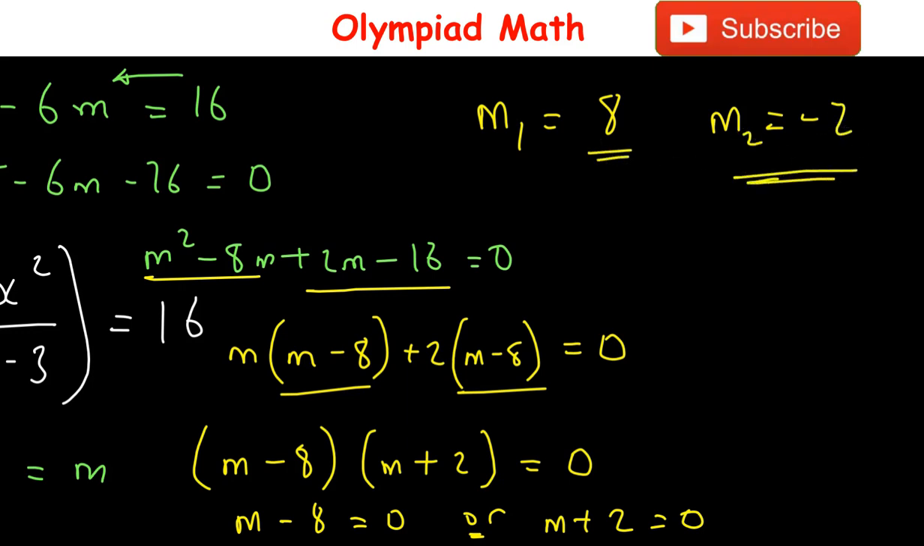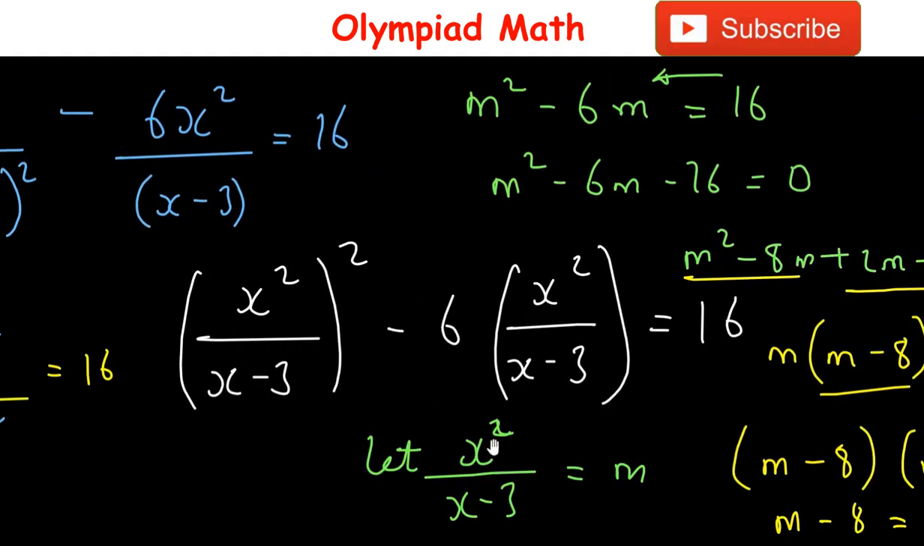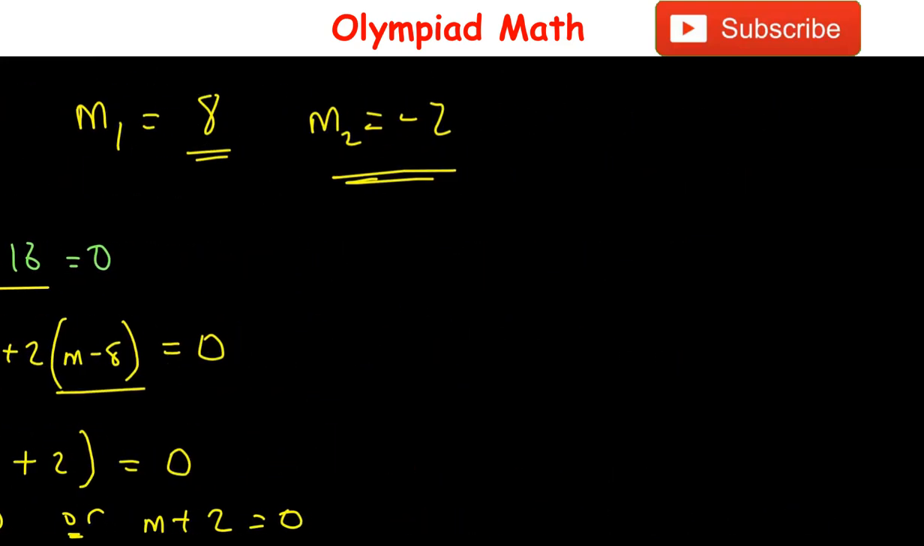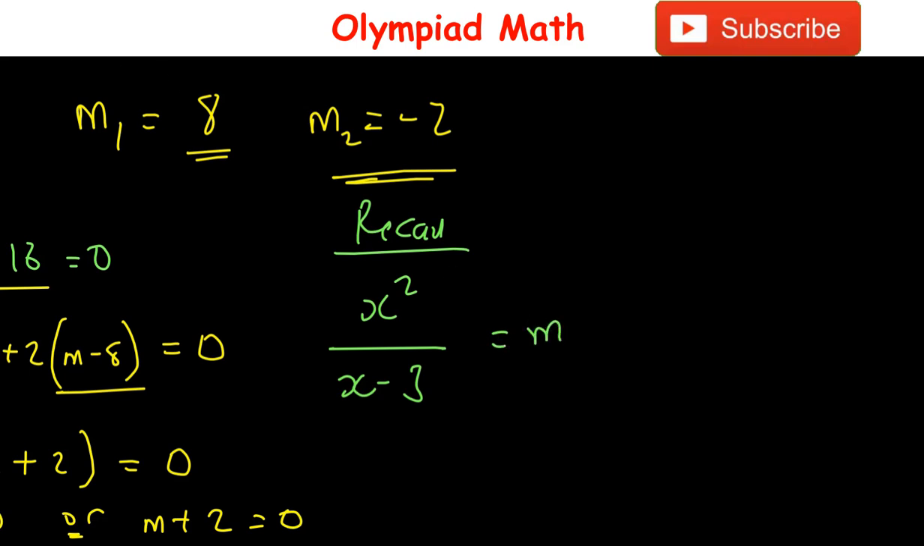So with this, the next thing is to solve for the value of x. Recall that we said let x squared over x minus 3 equal m. So writing this down, recall that x squared over x minus 3 is equal to m. Now, for m1 equals 8, we have the equation as x squared over x minus 3, and this equals 8.